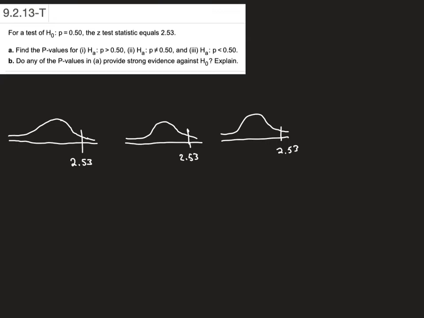So back to this picture. Negative 2.53, the amount of area that's here is 0.0057, which means the amount of area here is also 0.0057, which means the amount of area here is also 0.0057.